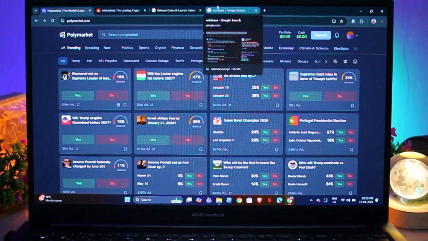Polymarket operates outside US financial regulations. Because of this, it does not allow US users to trade. This means you cannot deposit money, you cannot place trades, and you cannot withdraw profit. If you try to connect a wallet from the US, trading features will be disabled.